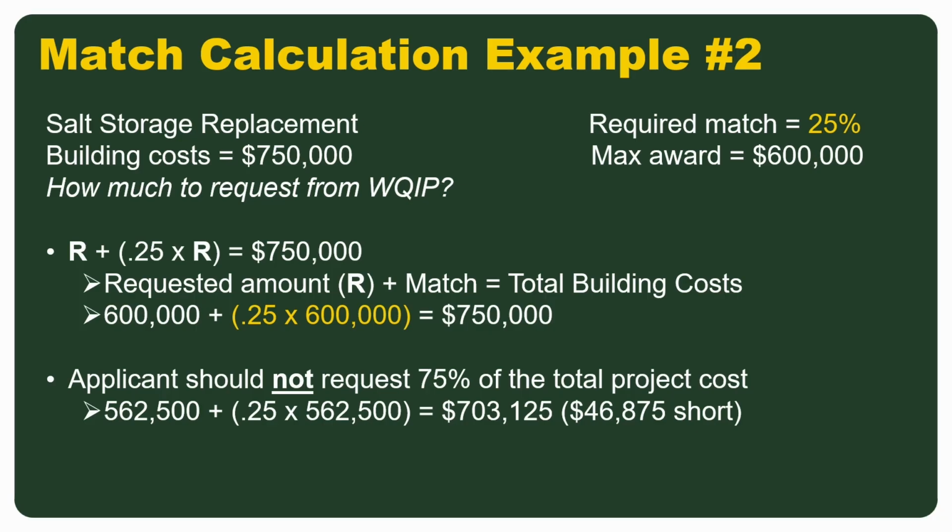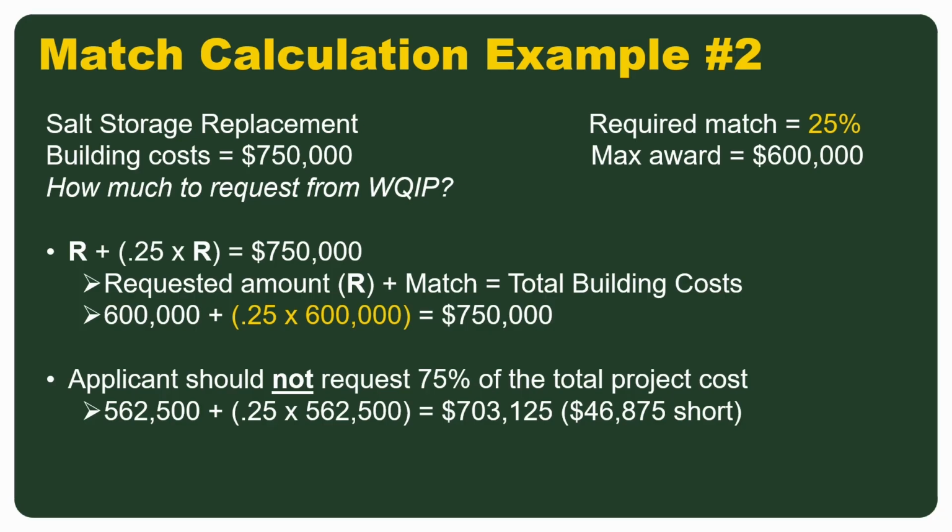What we don't want to see happen is an applicant requesting less than what they need. You do not want to request 75% of the needed amount. In this example, $750,000. If the applicant requested 75% of the project cost, in this scenario, they would be requesting $562,500 plus match, which is 25% of that value, for a total amount of $703,125, roughly $47,000 short of the total building costs. For this project type, the maximum award is $600,000, so you could have requested more money to reach the total costs.